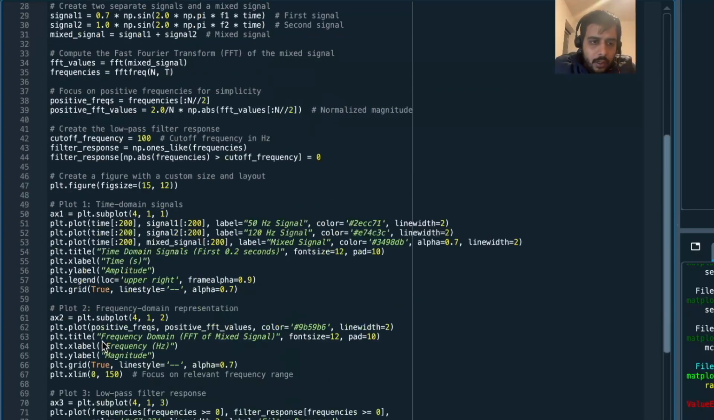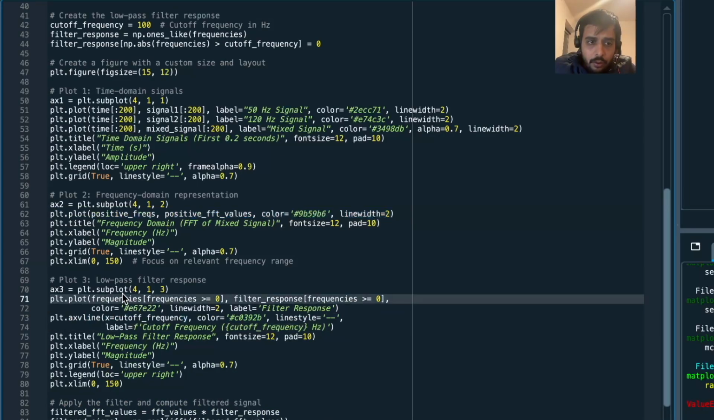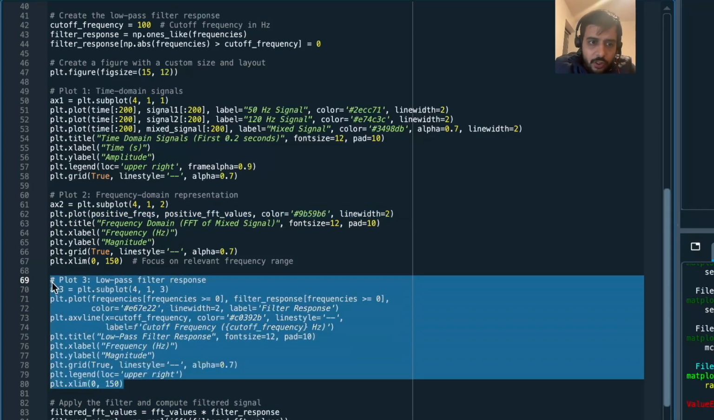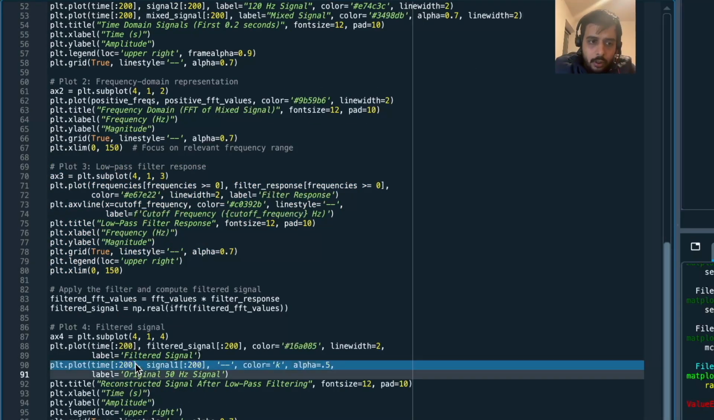We are plotting our two signals in the first plot, and also the mixed signal, and here we plot the frequency response of our mixed signal. It should show us the two peaks. And finally we are plotting the frequency response of the low pass filter, that should be 0 after the cutoff frequency and 1 within the pass band. And here we plot the inverse Fourier transform of our low pass filtered signal. Let's see what we get when we run this code.